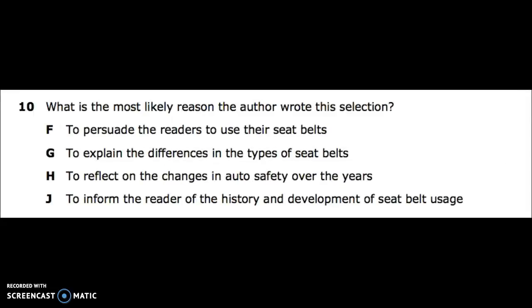Number 10. What is the most likely reason the author wrote this selection? F. To persuade the readers to use their seatbelts. G. To explain the differences in the types of seatbelts. H. To reflect on the changes in auto safety over the years. J. To inform the reader of the history and development of seatbelt usage.